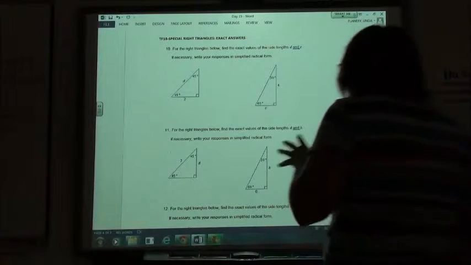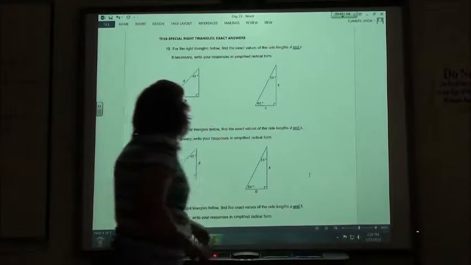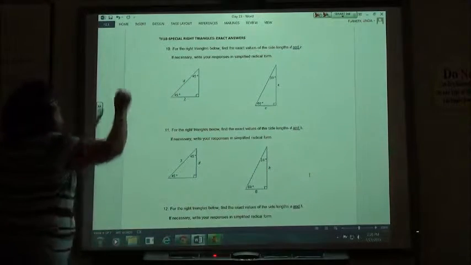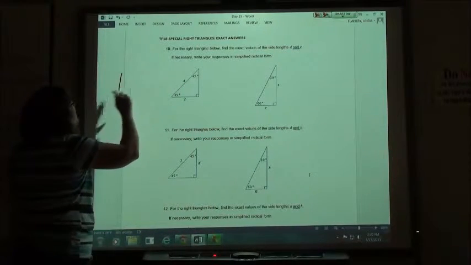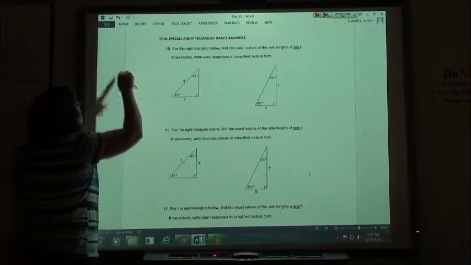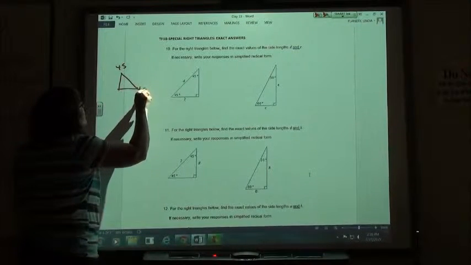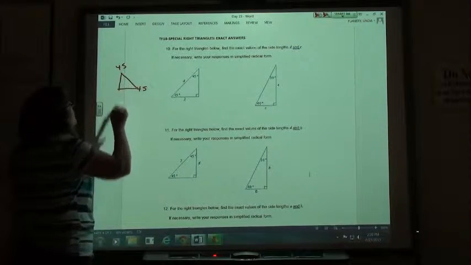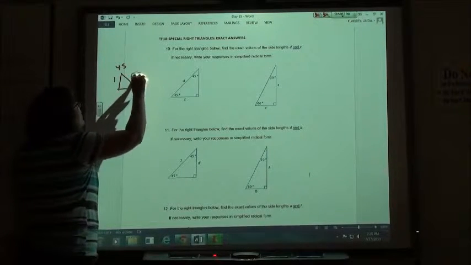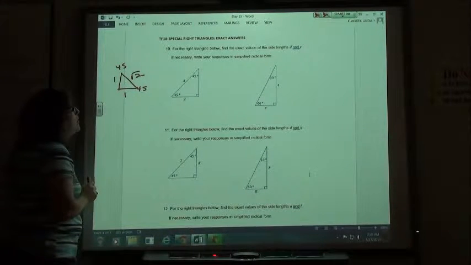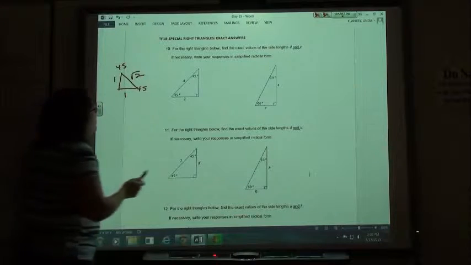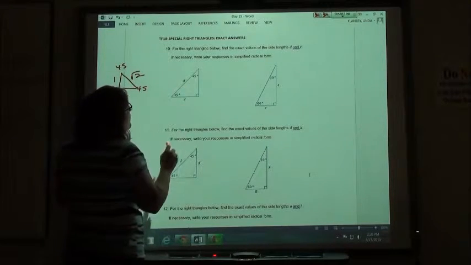10, 11, and 12, we're going to find the missing side based on that we know that when we have a 45, 45, 90 triangle, that the sides opposite the 45s are 1, 1, and the opposite the 90 is square root of 2. And so I'm thinking about the equivalent fraction.